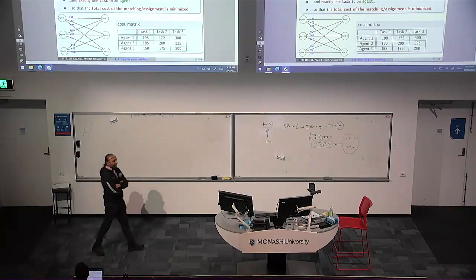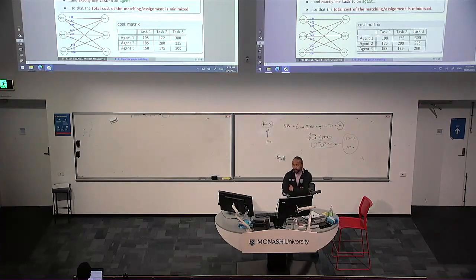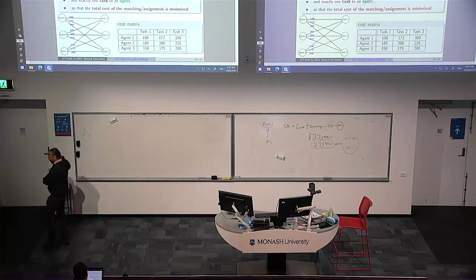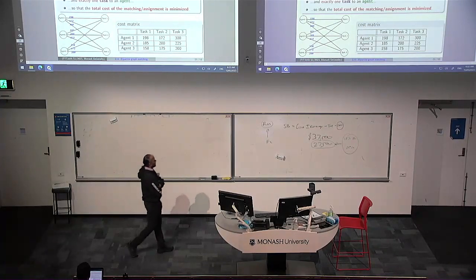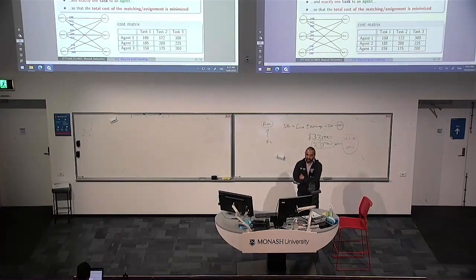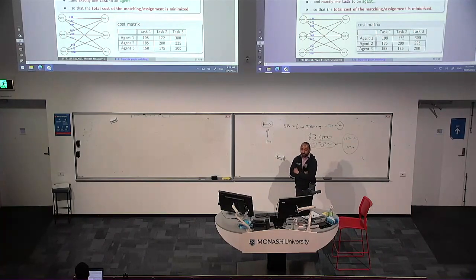And then you want to do that so that the total cost of the matching, the assignment, is minimized. Not your assignment 1, 2, 3, but the assignment matching of the vertices in a bipartite graph. So if you look at this cost matrix, assigning task 1 to agent 1 is 198, let's assume, dollars. Assigning agent 1 to task 2 is 172. Similarly, task 3 would be 300, and so on.